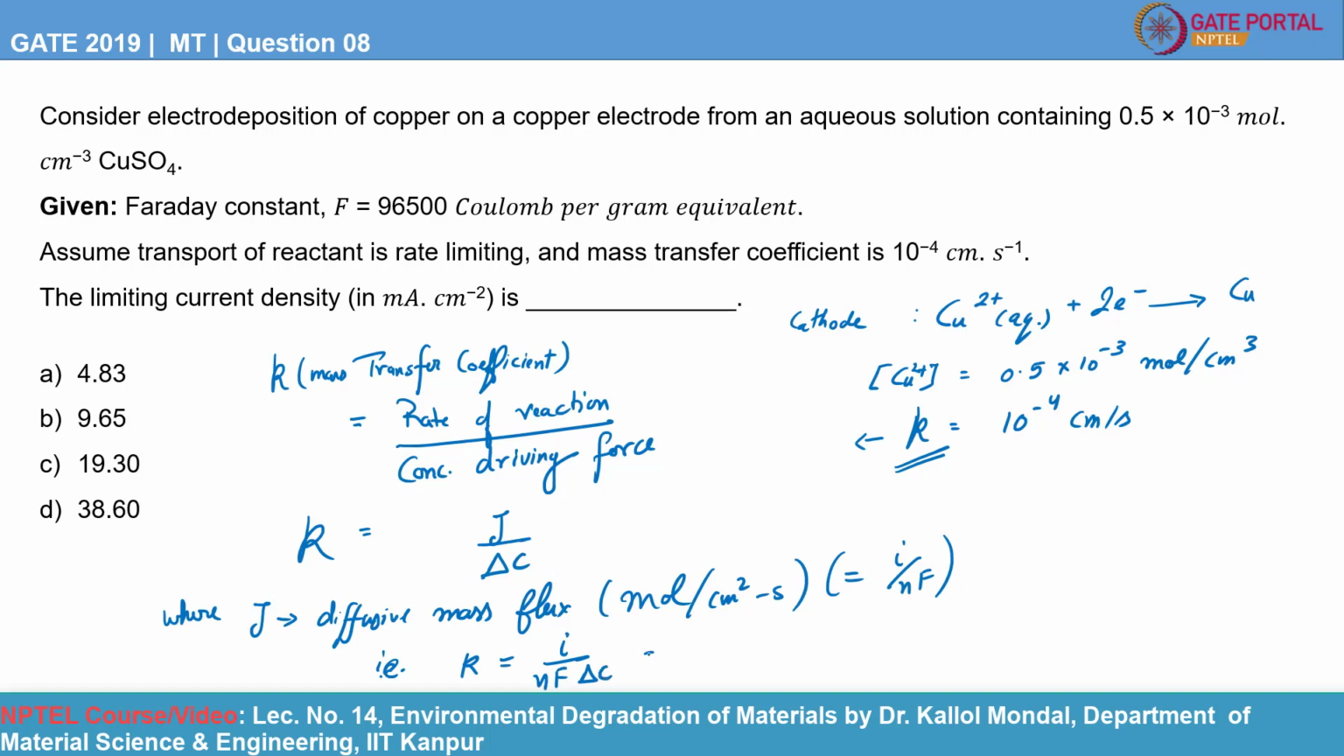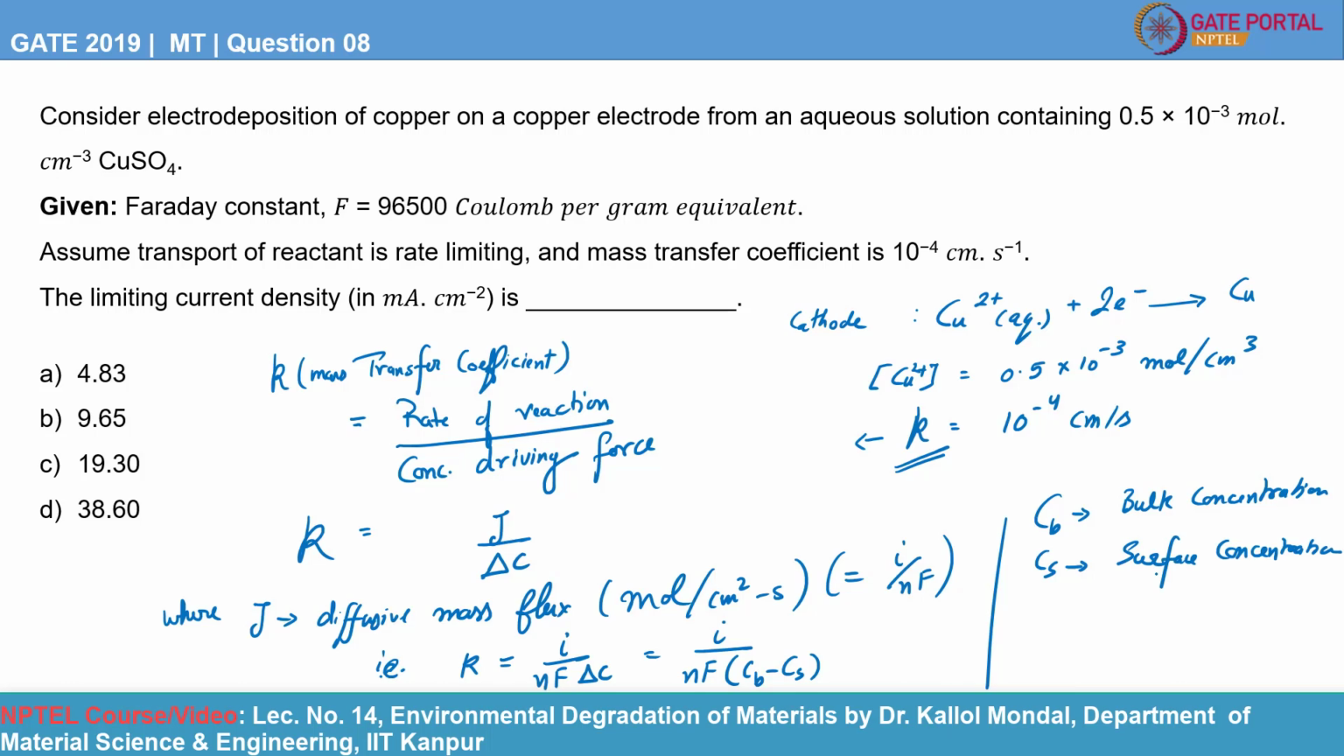Okay. Now what is delta C? Delta C is nothing but Cb minus Cs. Okay. Now what is Cb and Cs? Cb is the bulk concentration. Cs is the surface concentration.